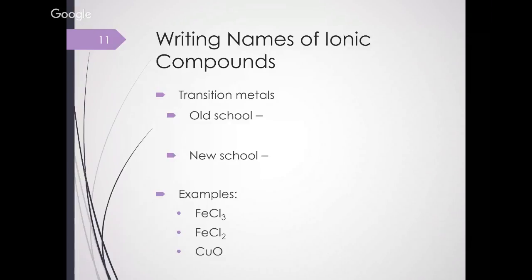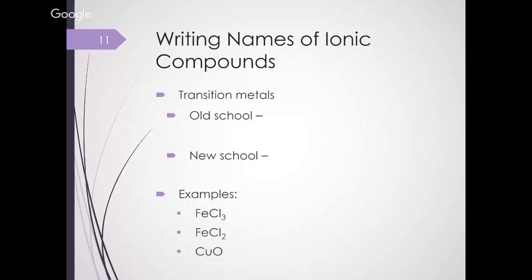Silver would be argentic. Oh no, silver, sorry, take that back. Silver is only 1 charge, but the Latin name for silver is argentum. Lead is plumbum, so you'd have plumbic or plumbous. Gold is aurum, you'd have auric or aurous, etc. Who wants to know Latin?